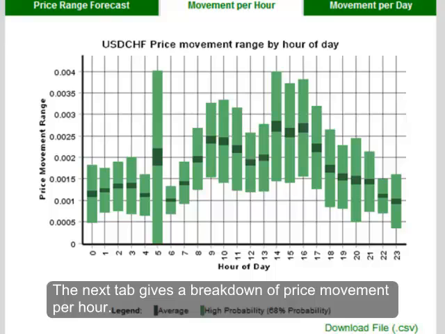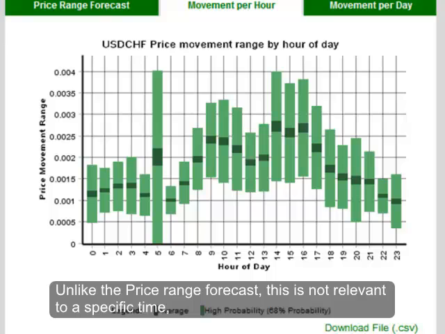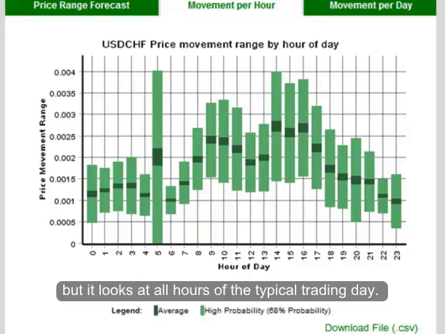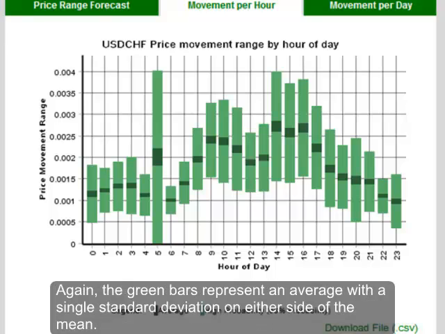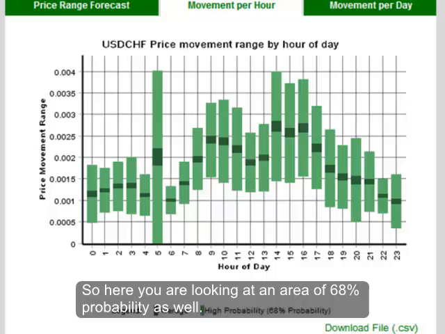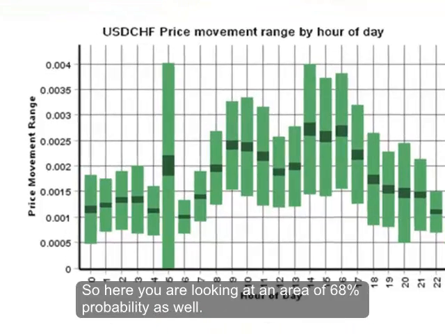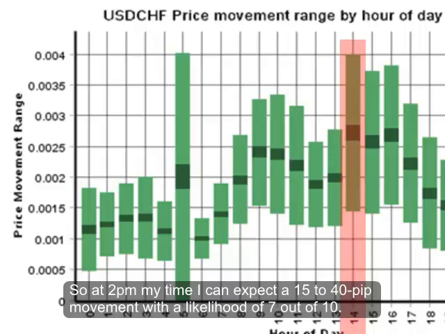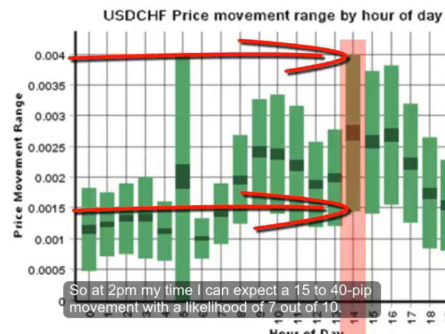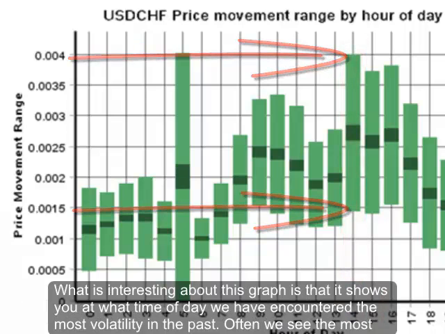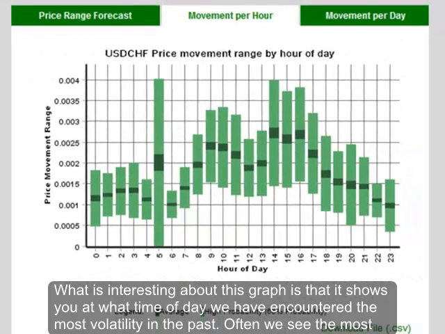The next tab gives you a breakdown of price movement per hour. Unlike the price range forecast, this is not relevant to a specific time, but it looks at all hours of the typical trading day. Again, the green bars represent an average with a single standard deviation on either side of the mean. So here you are looking at an area of 68% probability as well. So at 2 p.m. my time, I can expect a 15 to 40 pip movement with a likelihood of about 7 out of 10. What is interesting about this graph is that it shows you at what time of day we have encountered the most volatility in the past.